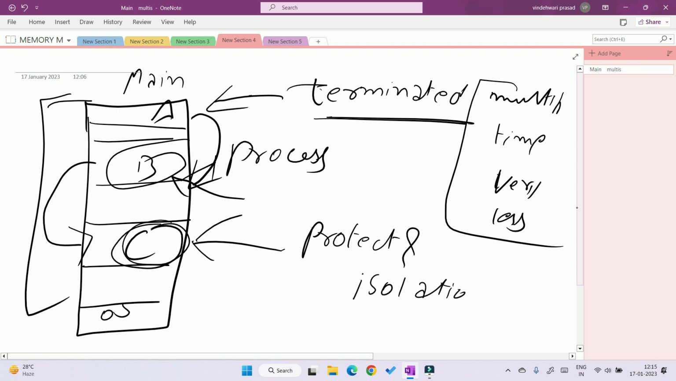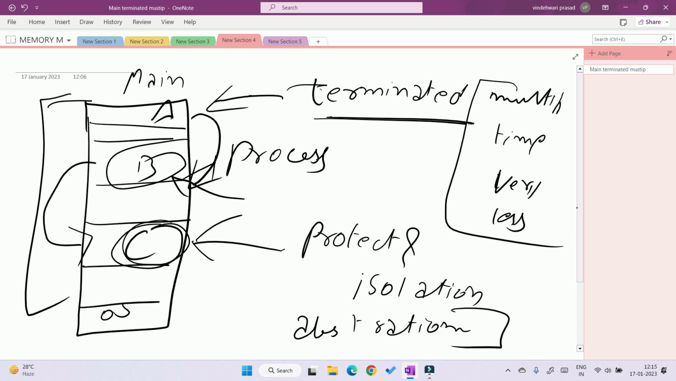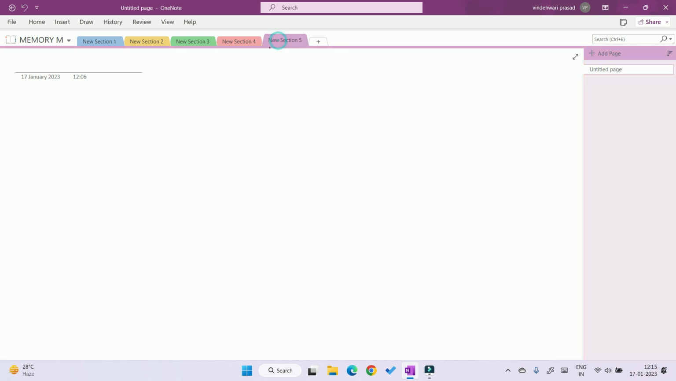That is called abstraction. I hope you have heard this word. How do we give each and every process its own private place? For this we come up with the concept of virtual memory, and that is very important. This is one of the important concepts, virtual memory, in which what will we do?